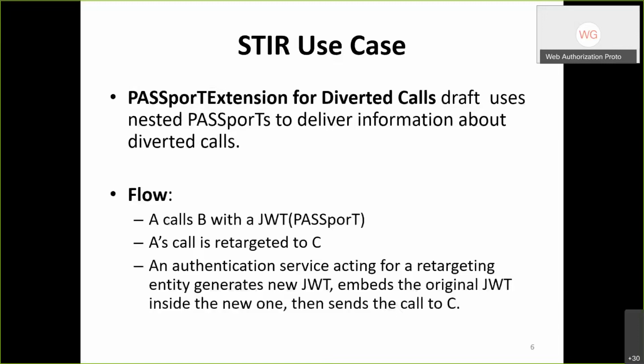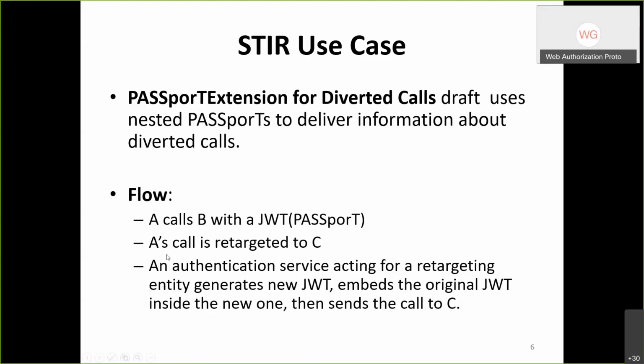So the second use case is a STIR use case. If you're familiar with STIR, this is a mechanism to address robocalls and problems with incoming calls where you can fake the number associated with the call. So the flow in that case, you have A calling B with a JOT. That JOT is what they call a passport, but it's a JOT that contains the number to validate that whoever made that call actually owns that number. So A calls B.